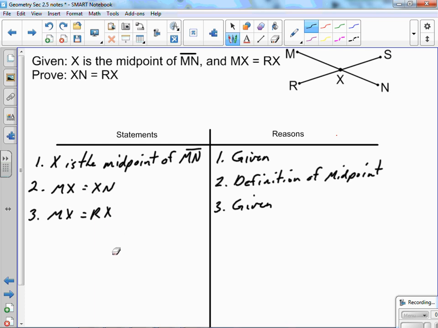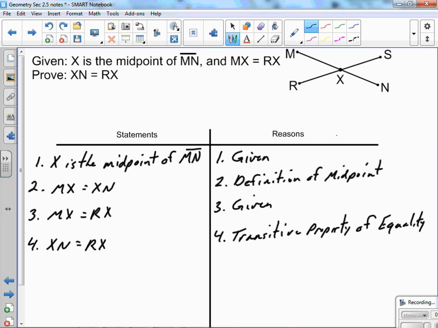So when they're equal to the same thing, they're supposed to be equal to each other, right? So that is XN equals RX. And the rule we use when we're saying that two things equal the same thing so they equal each other, it's called the transitive property. And we've got equal signs there, so of equality. All right, so that completes that one.